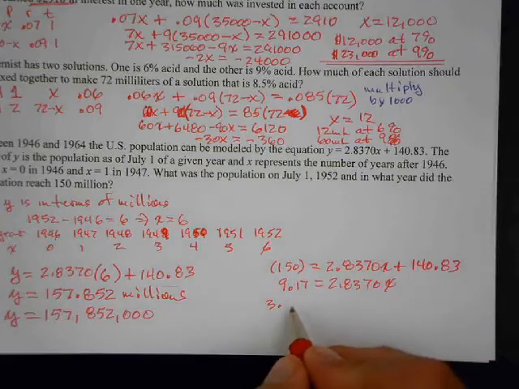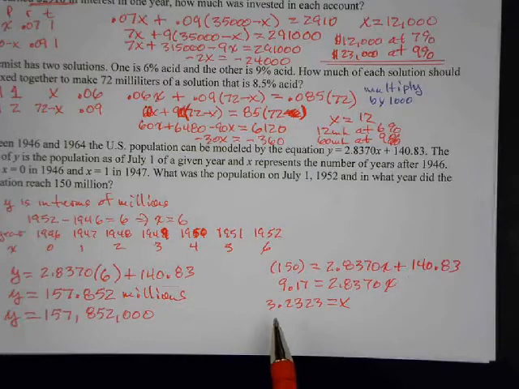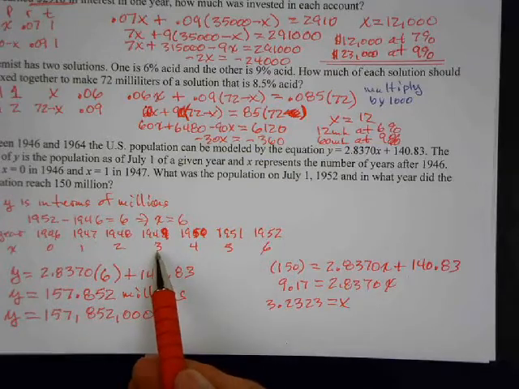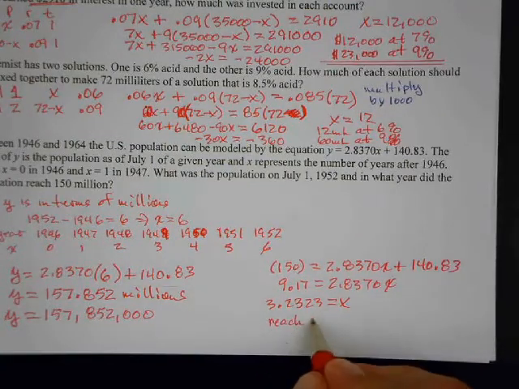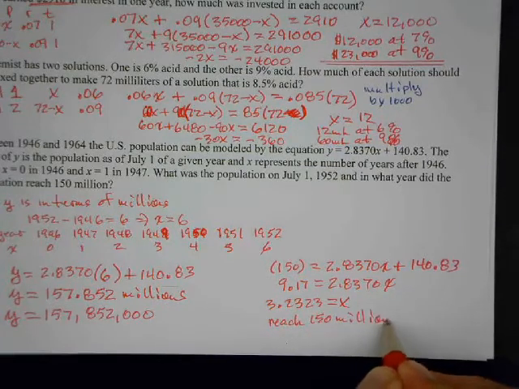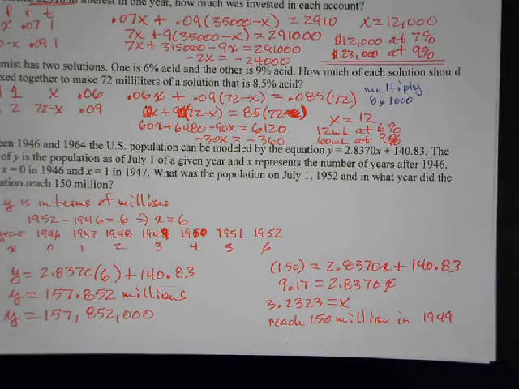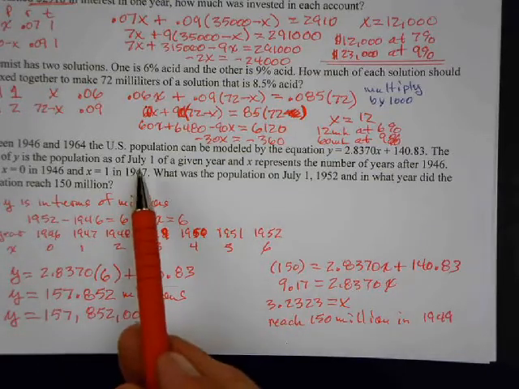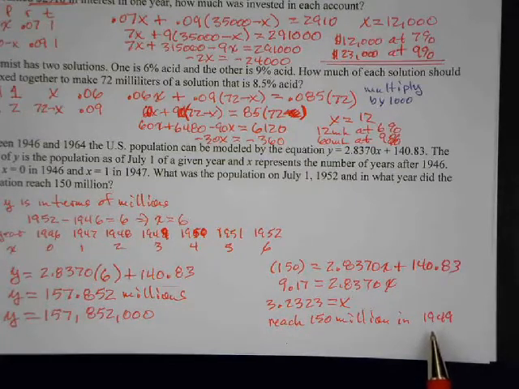So, 3 years later, that's in 1949, so it'll reach 150 million in 1949. And since this is always done in reference to July 1st, if we had been more than 0.5, that would mean we would have been more than half a year, which would have put us into 1950, just early part of the year. But since we're less than halfway, we are still within the year 1949. And so those are some examples of doing word problems.